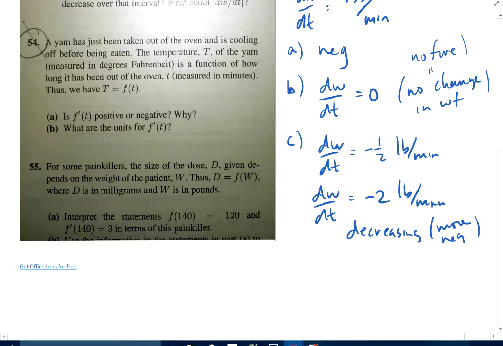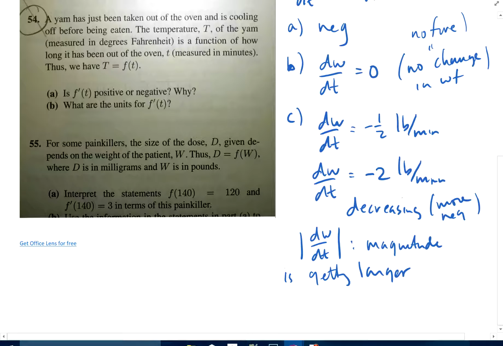Now look at the other part. It says, what about the absolute value? This is more like what we talk about as the magnitude. Well, that is getting larger, from 1/2 on up. So that tells us the fire is getting larger. They want to know if it's increasing or decreasing, so it's increasing. Okay, does that make sense?